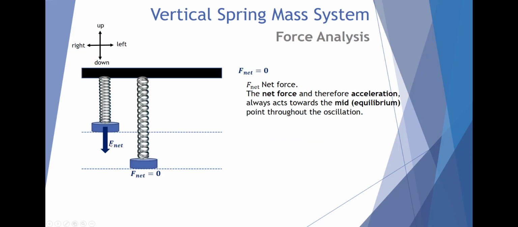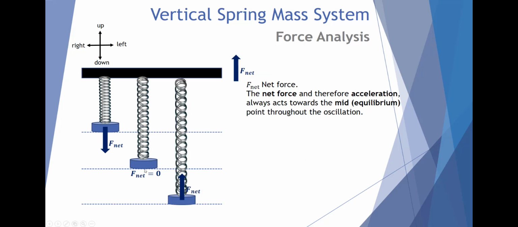Let's now consider the center at the equilibrium position. At this point, we have a net force of 0, which means we have an acceleration of 0, according to Newton's second law, F equals ma. At this point, however, the system has been accelerating all the way down to this point, so it's reached its maximum speed.